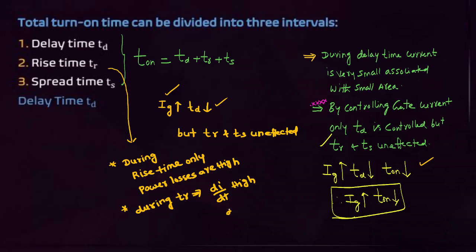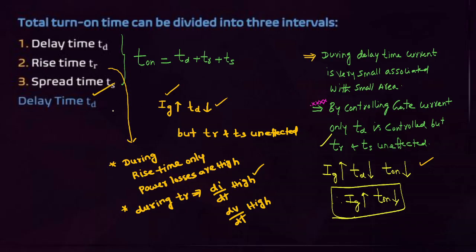And even dV/dt is also high. Because of this reason, during rise time, to reduce the di/dt, we have to use an inductor or saturable reactor in series with the SCR.